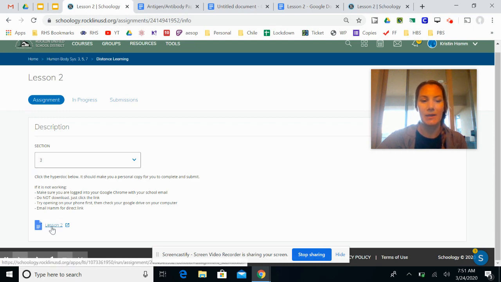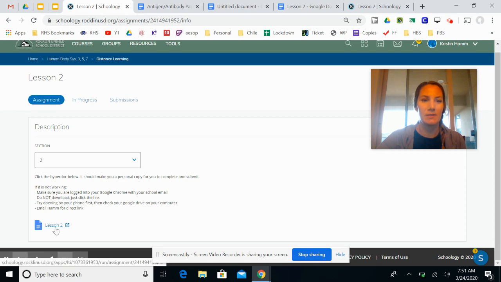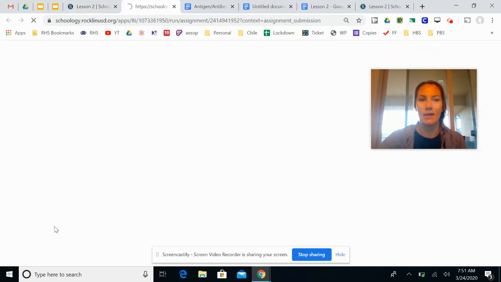Megan found a workaround that helped her when it wasn't working on her computer. She got on her phone first, opened it on her phone, clicked the hyperlink, and then it automatically saved to her Google Docs. Then she was able to open the doc on her computer and work on it there, and it still let her submit it. But again, it's not that deep. If you can't figure it out, don't stress over it. Just send me an email and I'll send you the link. So this is what lesson 2 looks like.